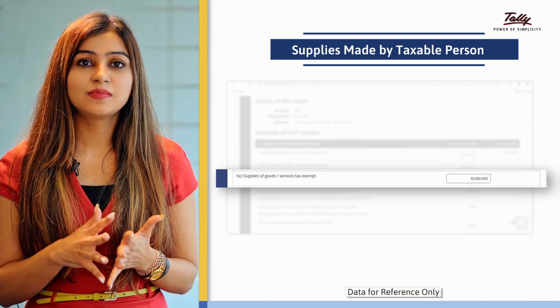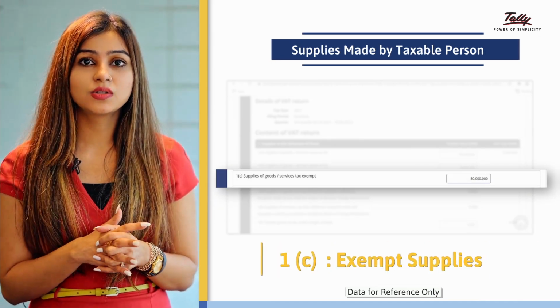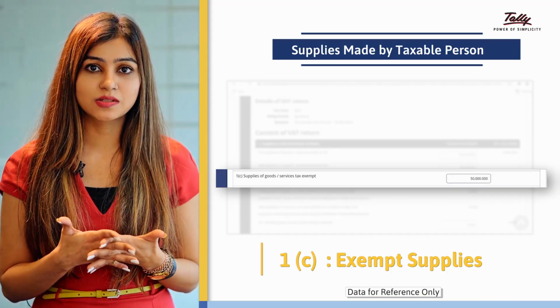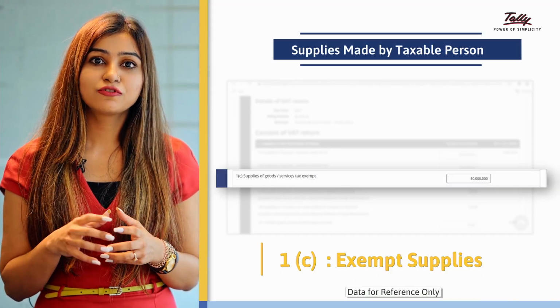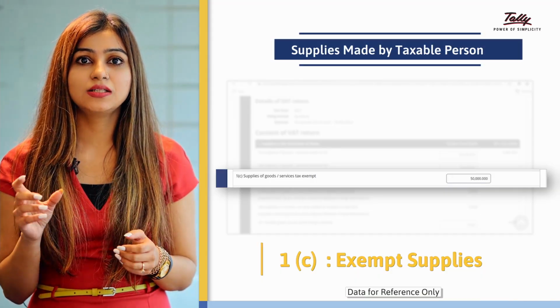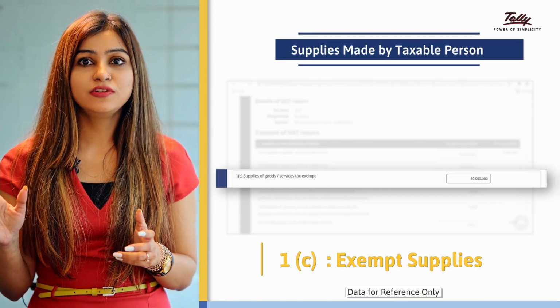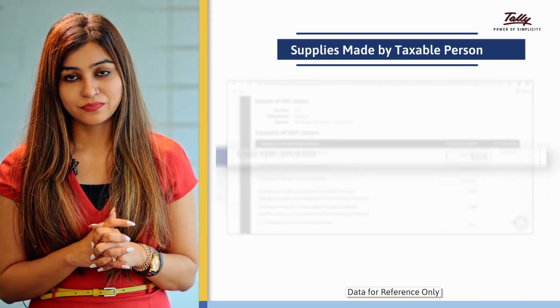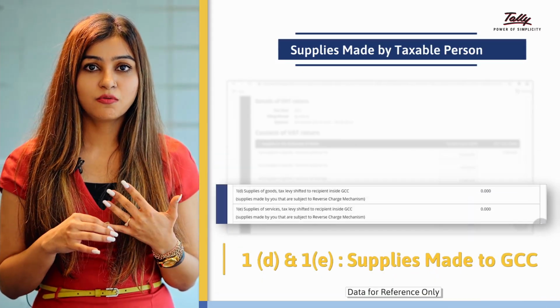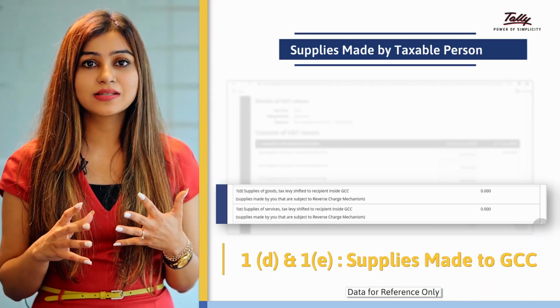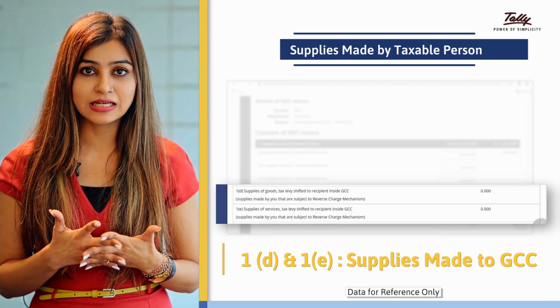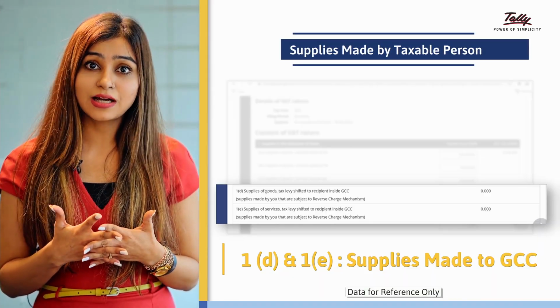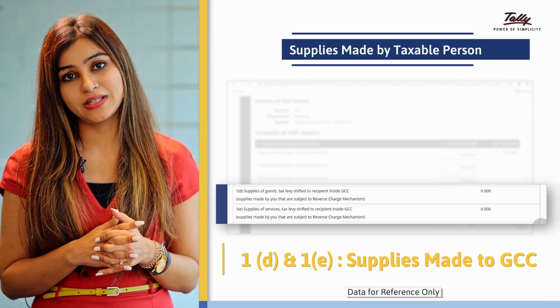Coming next to the exempt supplies. Box 1C talks about the exempt supplies that a taxable person is making. Over here, you have to report all the supplies made under Article 47 of the Oman law and it should not cover your out-of-scope supplies. Now coming to the next boxes, 1D and 1E. These are basically the supplies made to the GCC countries. Since the GCC rules are not yet applied, these boxes are not yet activated.